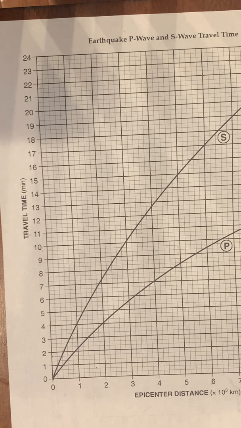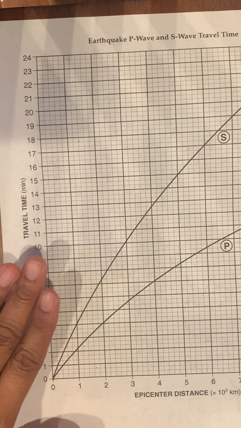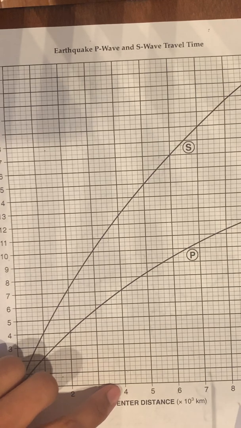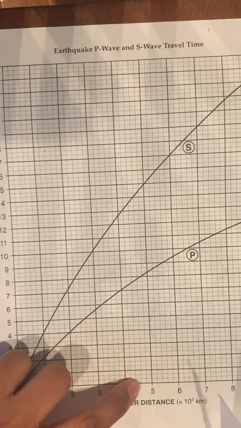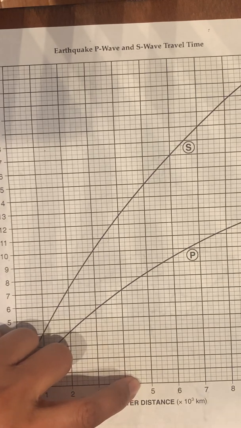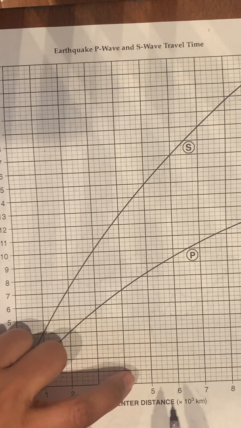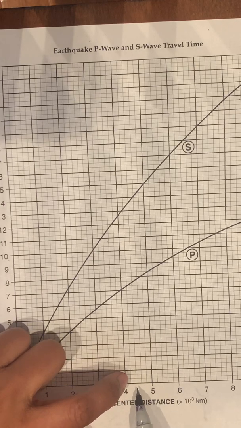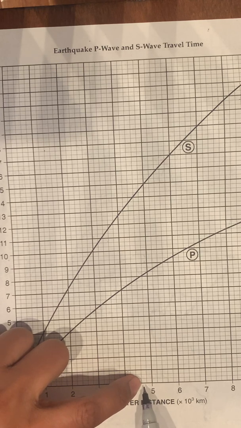And the last one, the distance between the epicenter and the seismic station is 4,650 kilometers. Identify the interval between P and S waves. 4,600, 4, 2, 4, 6. And then between, this is the challenge one. So between the 6 and the 8 would be 700.